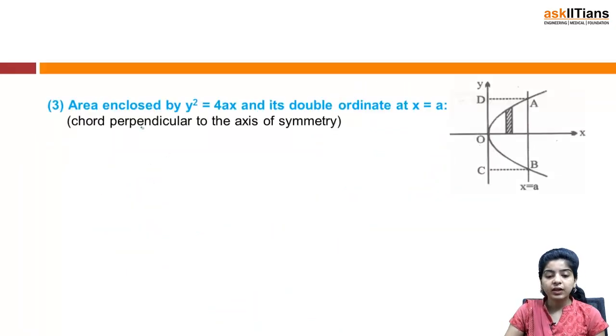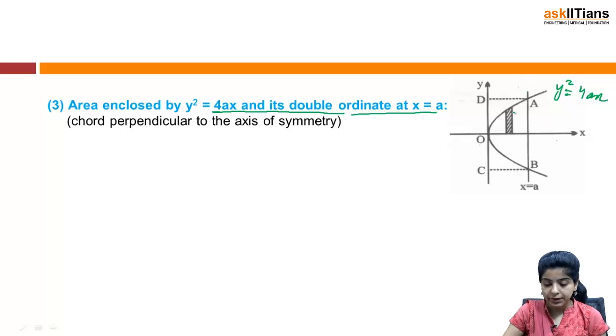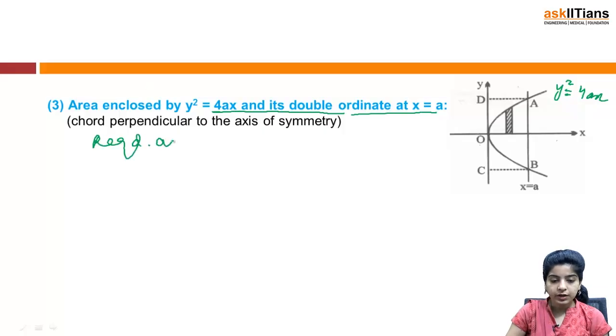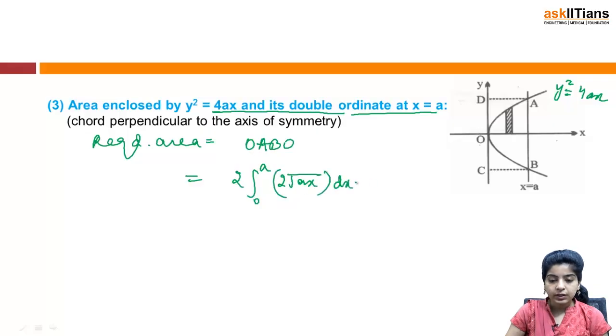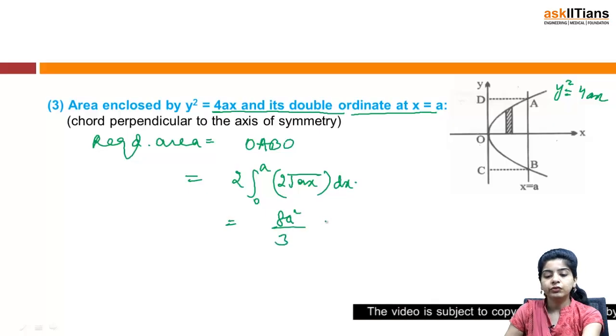Next is the area enclosed by y square equal to 4ax and its double ordinate at x equal to a. This is my curve y square equal to 4ax, and we have its double ordinate at x equal to a. We need to find this area. The required area is OABO, so this would be twice the integral from 0 to a of 2 under root ax dx, and you can solve this and get 8a square by 3.